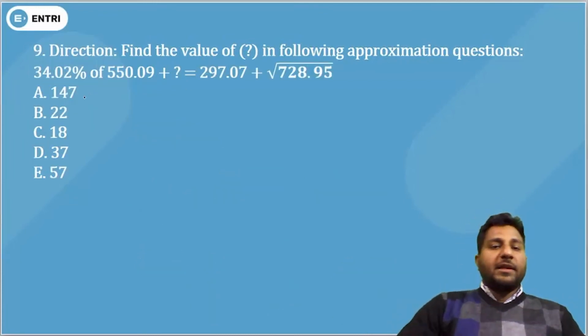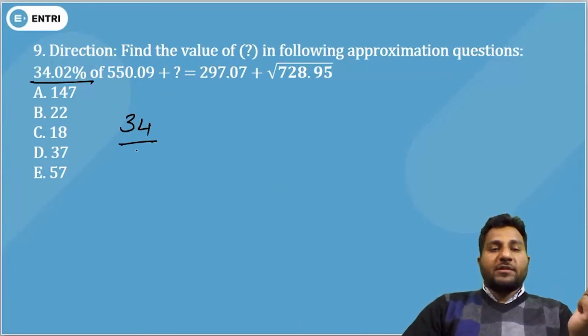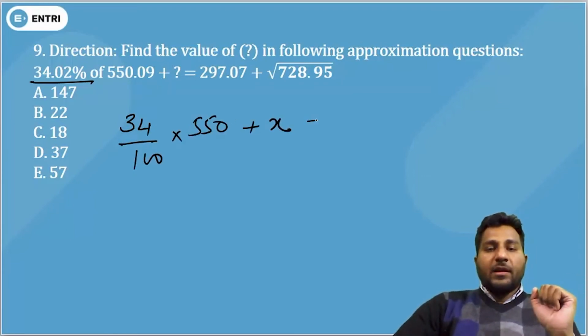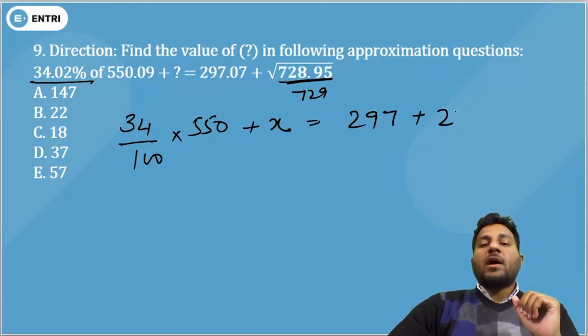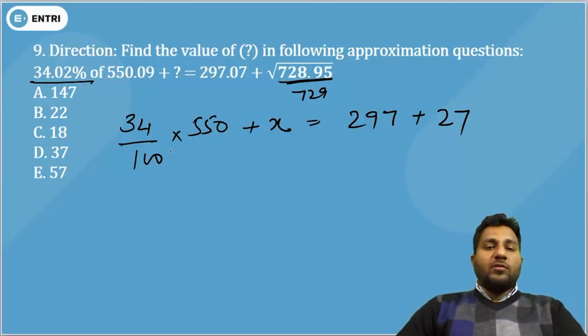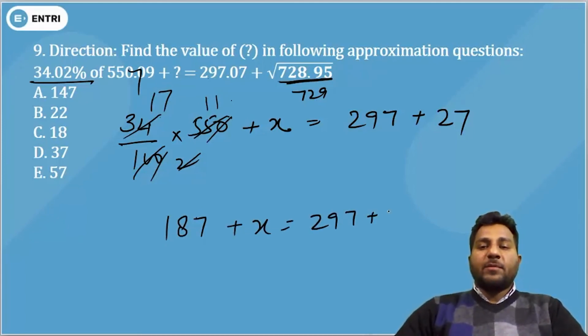Next question says 34%, approximate 34% of 550 plus x equals 297 plus, let's suppose it is 729. So 729 is nothing but the square of 27. Okay, so now let's add this value. First we need to solve 5, 2, 5, 11, 2, 17. So 11 sevens are 77, 11 ones are 11 and 7, 18. Okay, plus x is equal to 297 plus 27.